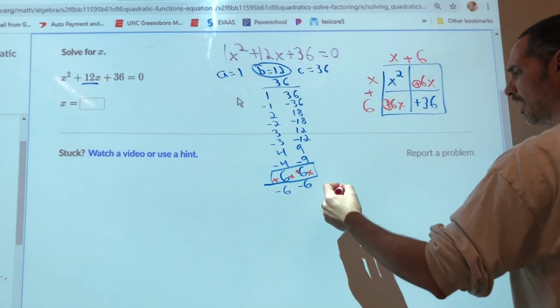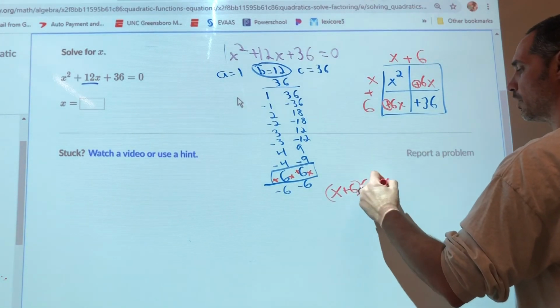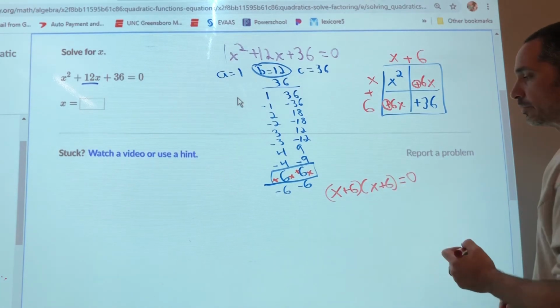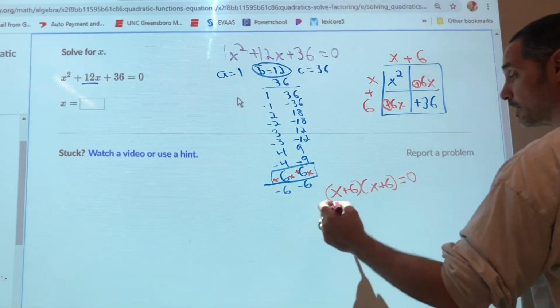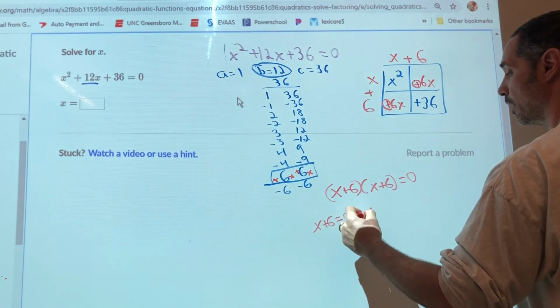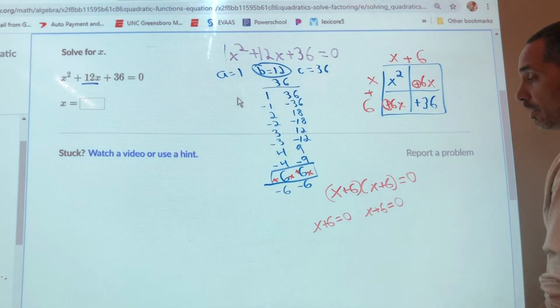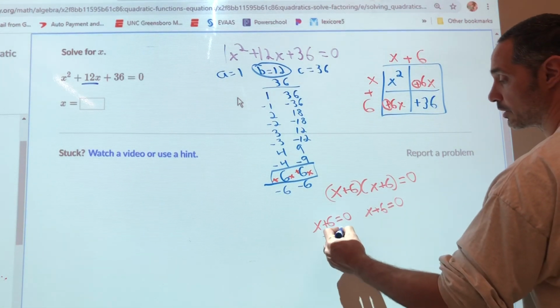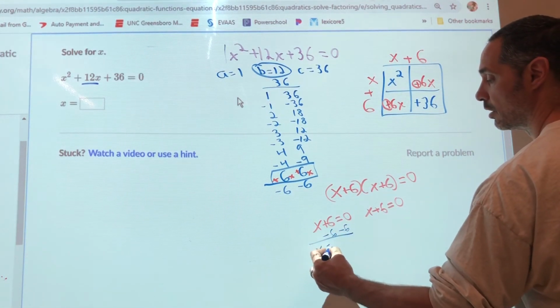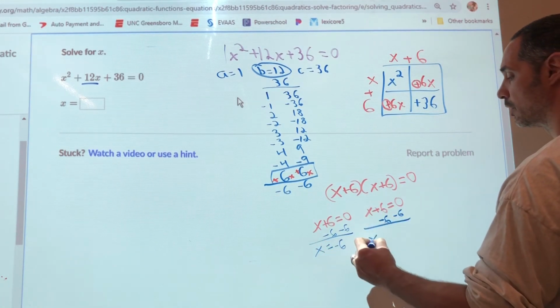And so I get x plus 6 times x plus 6 equals 0. And I'm going to set each factor equal to 0. X plus 6 equals 0. And x plus 6 equals 0. And as I'm solving, using inverse operations, subtract 6 from each side and subtract 6 from each side here.